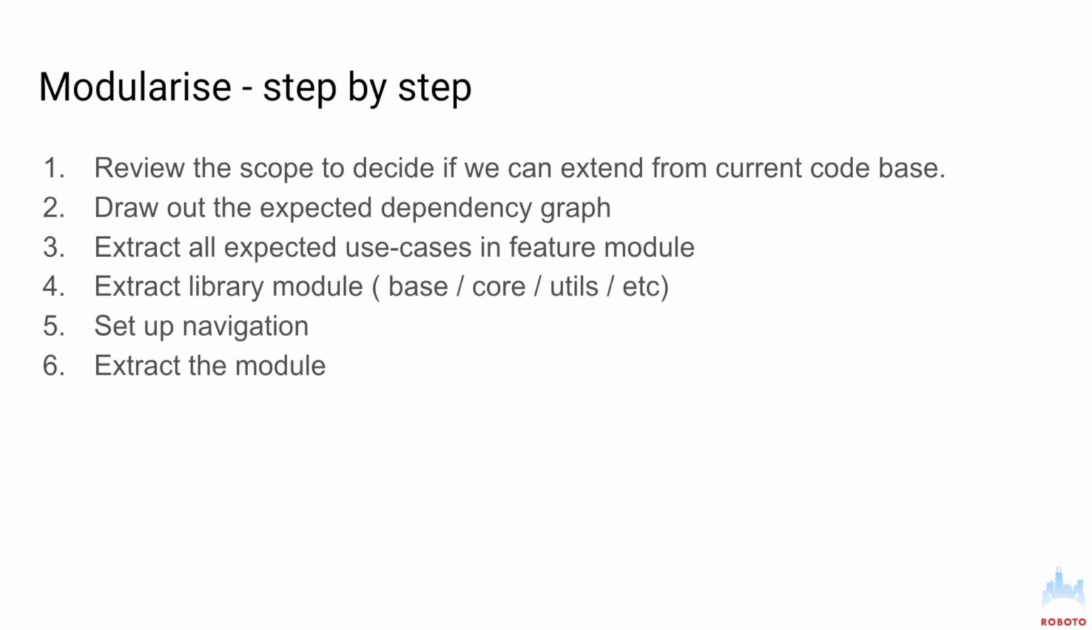Later on, we can extract all the expected use cases inside that feature module. The next step is to create additional functionality inside the library modules: base, core, utils, etc. Then we need to set up the navigation, so that from other feature modules you can open that screen accordingly. Later on, we need to extract the feature module to the higher level so the app can import and use it at the app level.